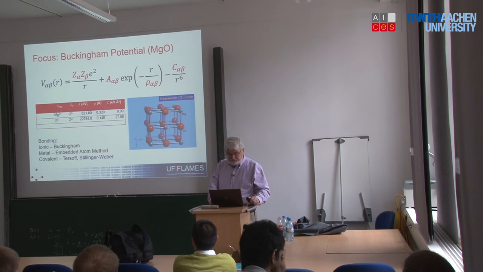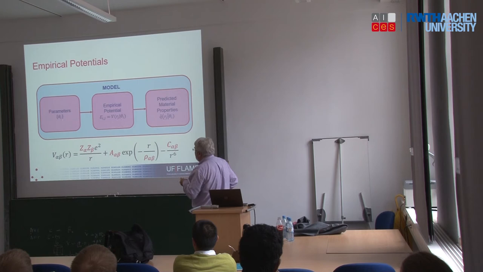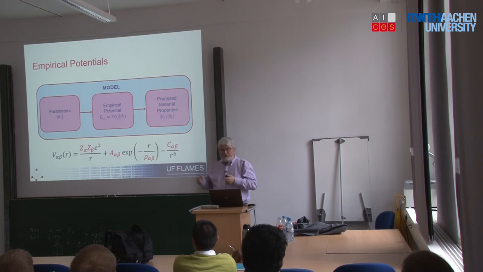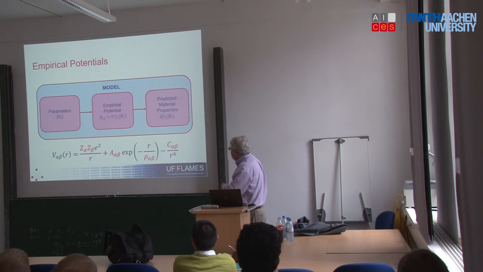So what do we typically do? How do we go about that now? We have these parameters. So that's the A, rho and C values and the charge. Collectively, they're known as the parameters of the potential. And then collectively, they're known as theta. Okay. We have an empirical potential, which is this form, which is a function of positions, R, and a function of these parameters, the Z, A, rho, and C.